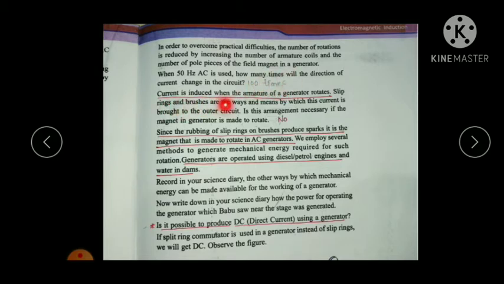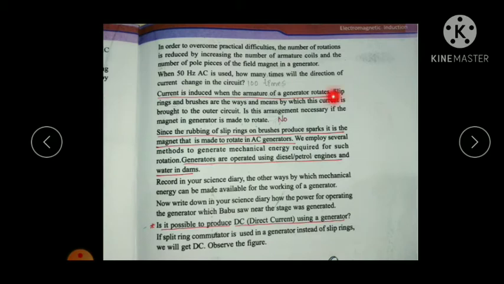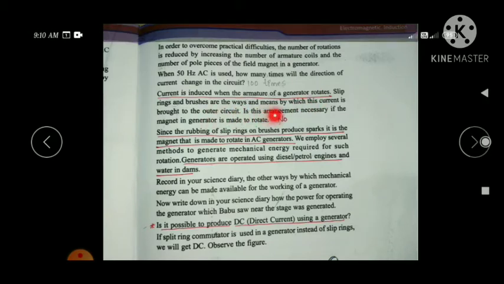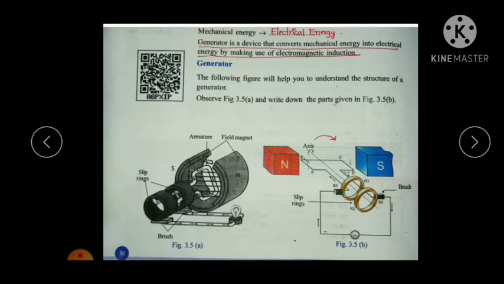Current is induced when the armature of a generator rotates. So we know that whenever this armature rotates in between these magnetic poles, a current will be generated in this armature coil. Slip rings and brushes are the ways and means by which this current is brought to the outer circuit. So through these slip rings and brushes, the current induced in the armature is brought to the outer circuit.